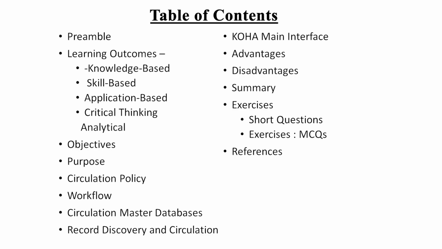There will be a table of contents. I will be talking about preamble, learning outcomes. The learning outcomes are knowledge based, skill based, application based, and critical thinking analytical. This kind of 4 outcomes will be there. Then objectives, purpose, circulation workflow, then policy, circulation masters, record discovery and circulation, Koha interface, advantages, disadvantages of circulation, summary, exercise, short notes, exercise MCQs, and references and bibliographies.